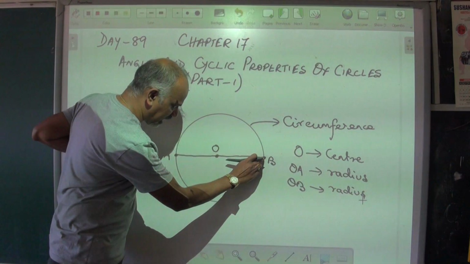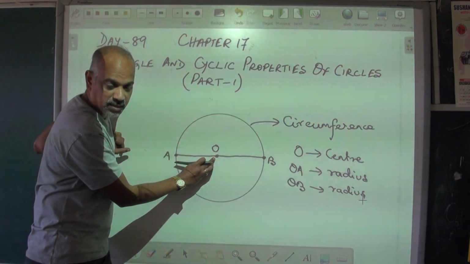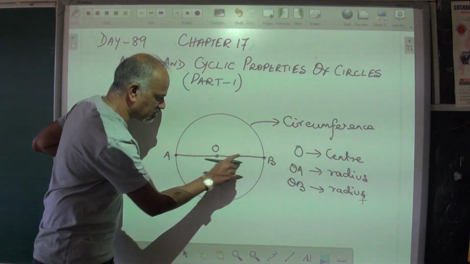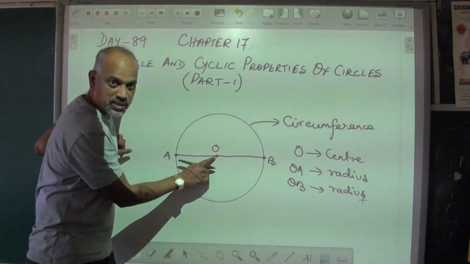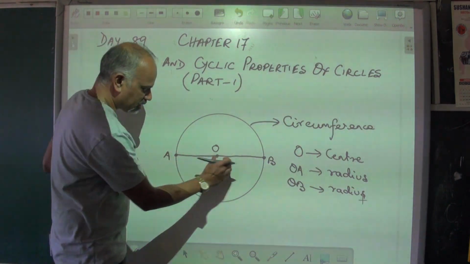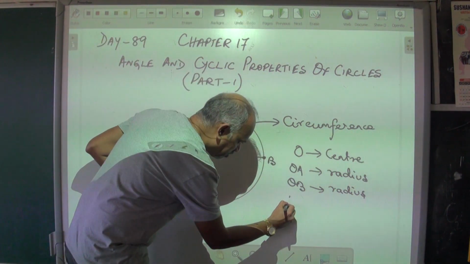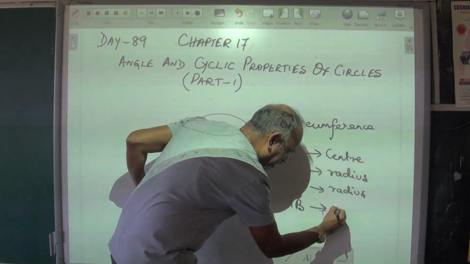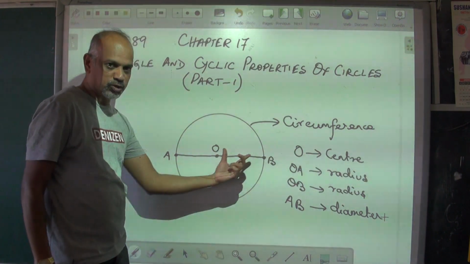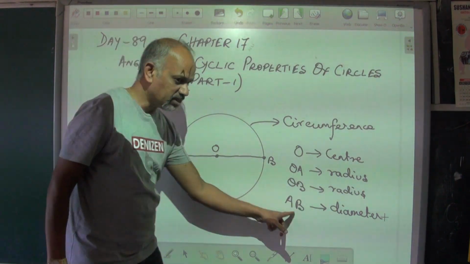And if a straight line joining 2 points on the circumference of the circle passes through the center, then such a straight line is called the diameter. So this and this put together, one radius and another radius in a straight line, that is AB as a straight line, is the diameter. So the diameter is made of one radius and one more radius. So 2 times the radius is the diameter.